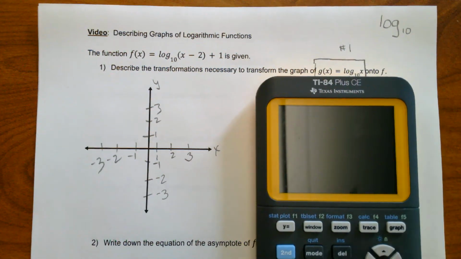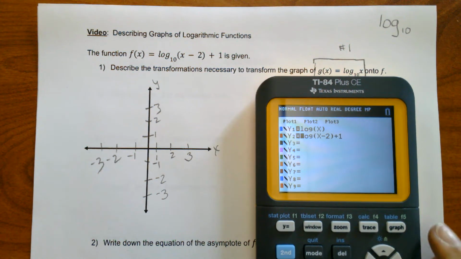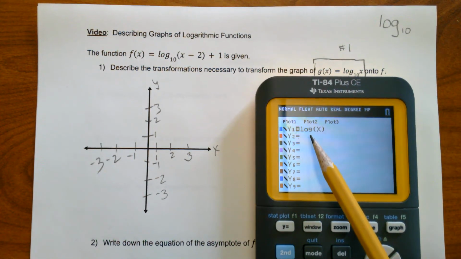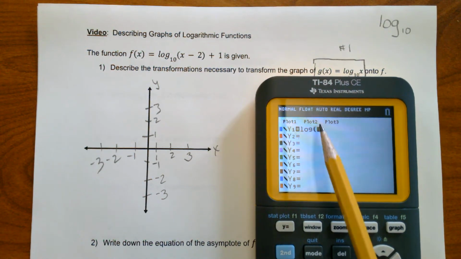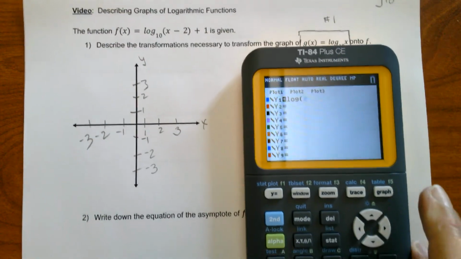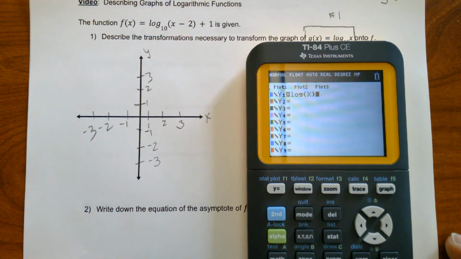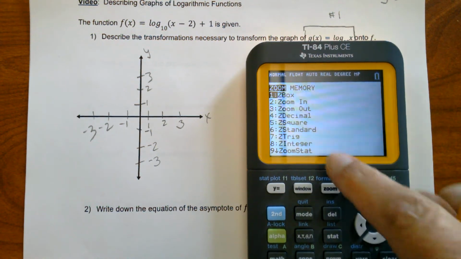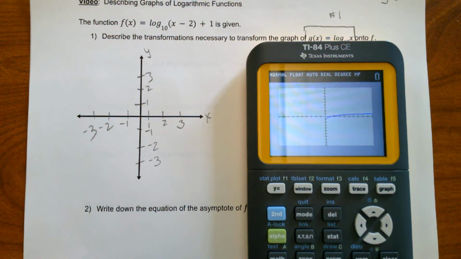So let's take our calculator out, turn it on. We're going to go to y equals, and actually I could clear this out. Okay. So we can push the log button, and then once you do that, you see that the parentheses come up, push your X button, and then you close your parentheses. It's important to close those parentheses. Now I'm going to zoom, and then go to number 6, which is standard. It brings you to a 10 by 10 grid.